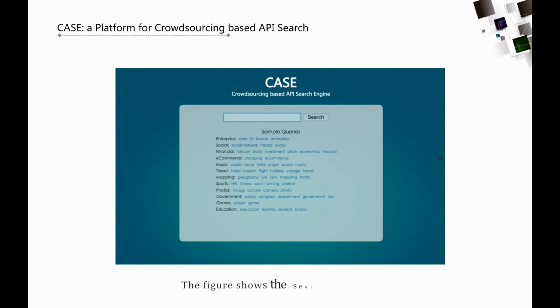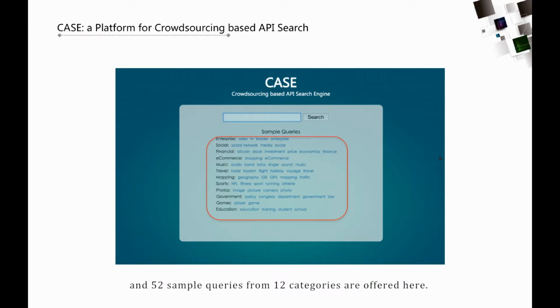The figure shows the search interface, and 52 sample queries from 12 categories are offered here. Users can click any sample query or input a query manually for searching the appropriate APIs.